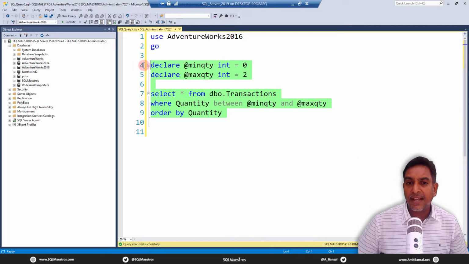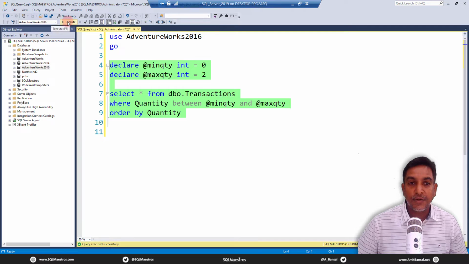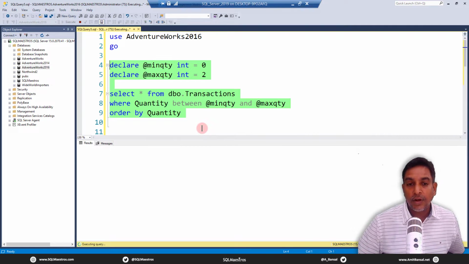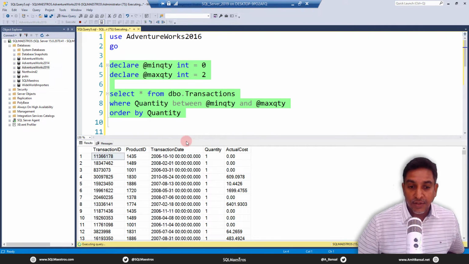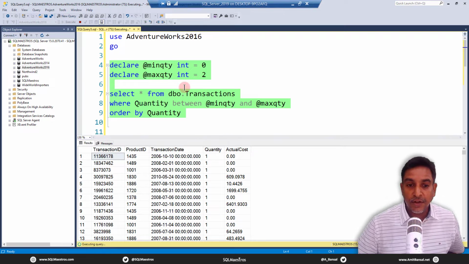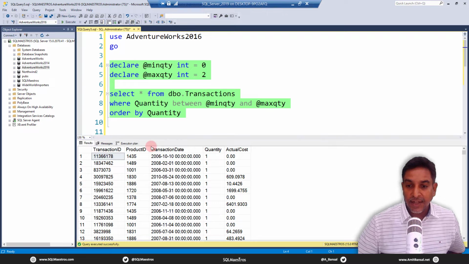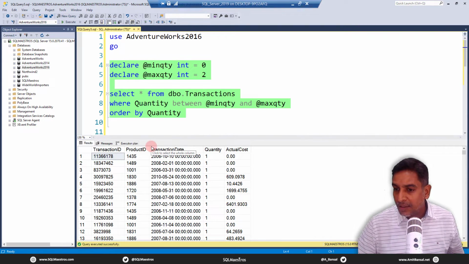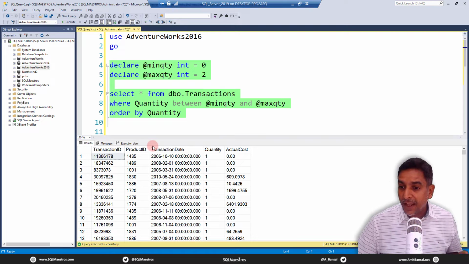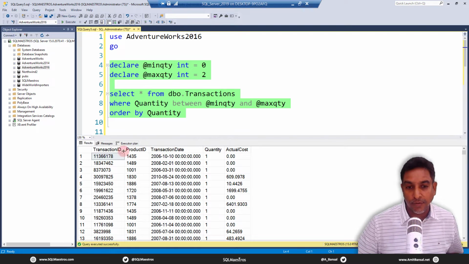Let's first go and execute this and turn on the actual execution plan, or press Ctrl M. Let me just minimize this a bit. Let's go and execute and see what the output is like. So the data starts coming in. We have turned on the actual execution plan. Let's wait for a few seconds. Okay, the execution is done. It took about 8 seconds to execute, and we have about 600,000 rows.